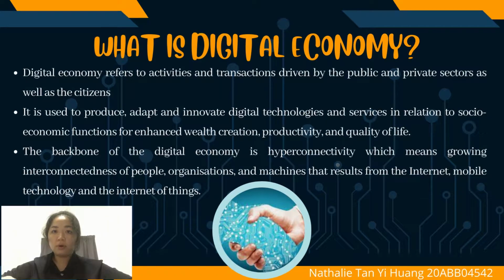Furthermore, the backbone of the digital economy is hyperconnectivity, which means the growing interconnectedness of people, organizations, and machines that results from the internet, mobile technology, and the Internet of Things.